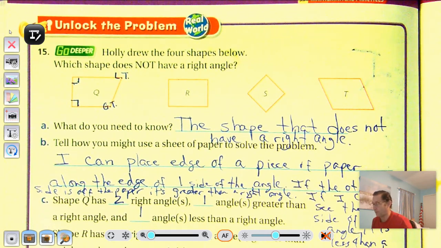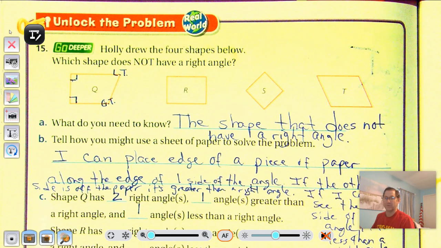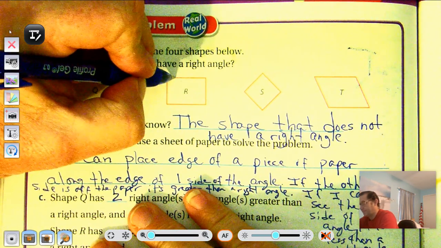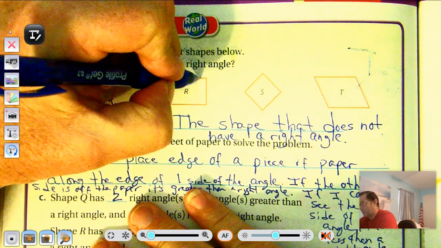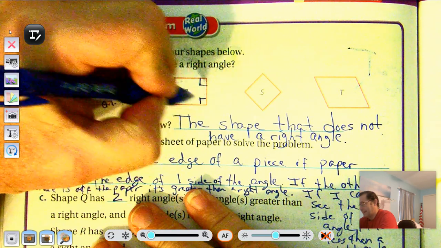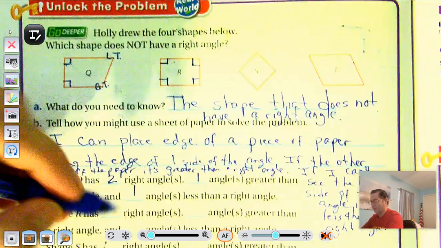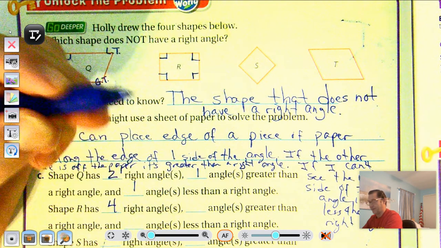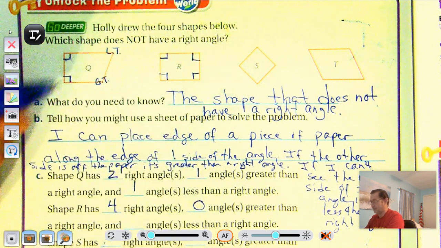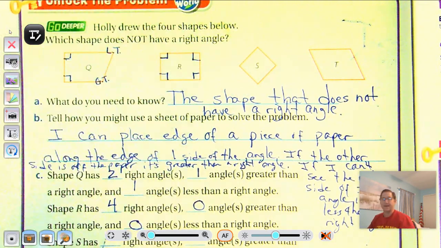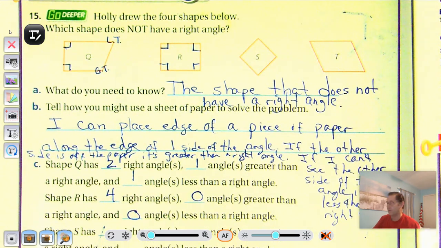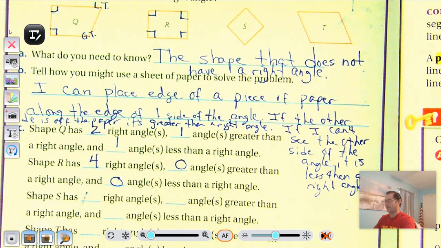Okay, how about R? R is a rectangle. Okay, I know a rectangle has to have four right angles. So it's going to be four right angles, none greater than a right angle, and none less than a right angle. Okay, how about S?